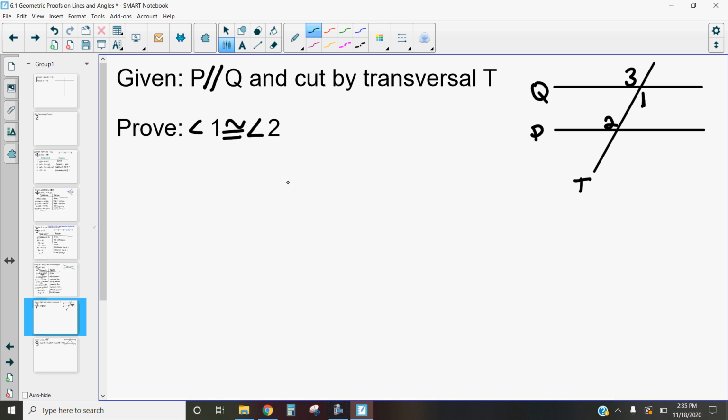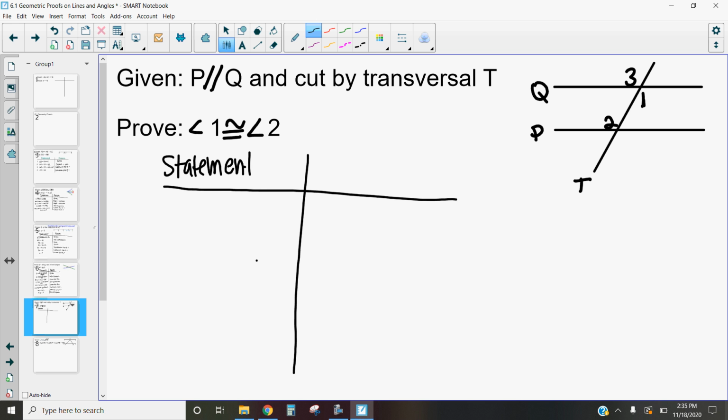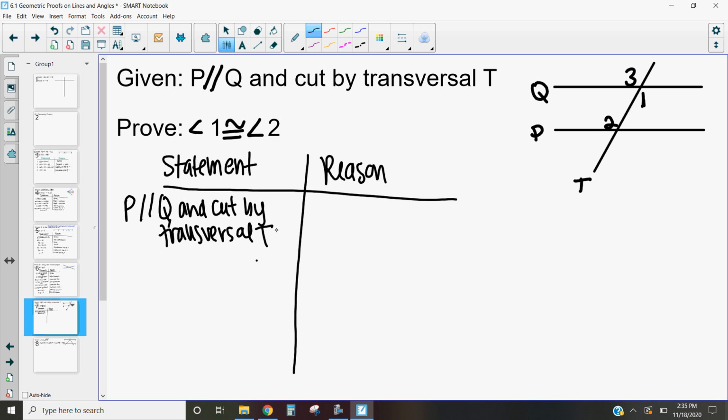So let's set up our two-column proof here. We've got our statement and our reason. Now, as we look at this, we want to start with what we're given. So we're given that P is parallel to Q and cut by our transversal T. Now, this is super important because based on this, we can use other theorems that talk about angle definitions.